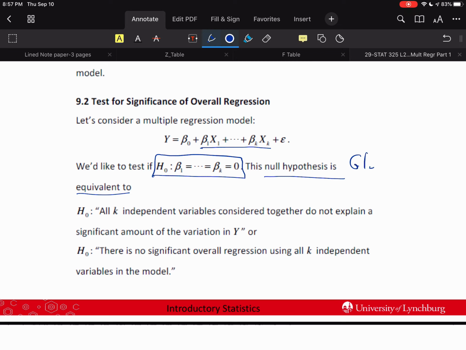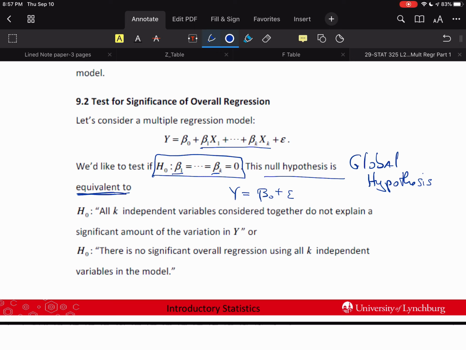This is a global hypothesis, another word for it. And this is testing the overall significance of the model. So if all of these are 0, then y would reduce to what I said before, beta naught plus epsilon, a constant plus random variation.